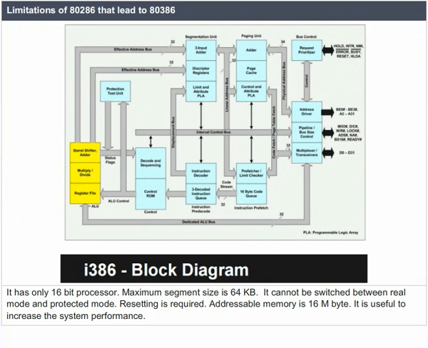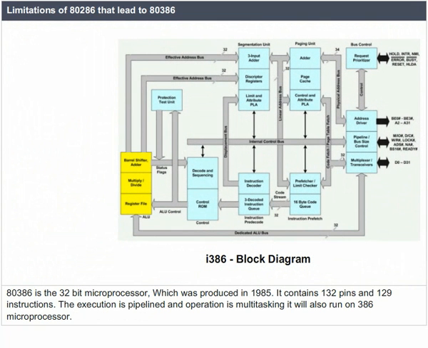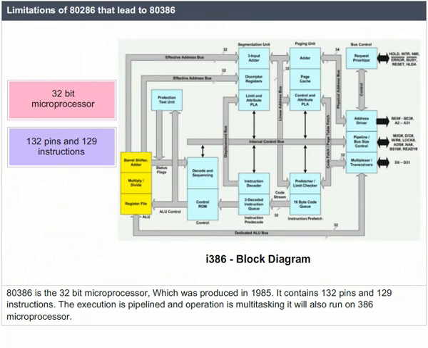The 80386 is a 32-bit microprocessor which was produced in 1985. It contains 132 pins and 129 instructions. The execution is pipelined and operation is multitasking. It will also run on the 386 microprocessor.